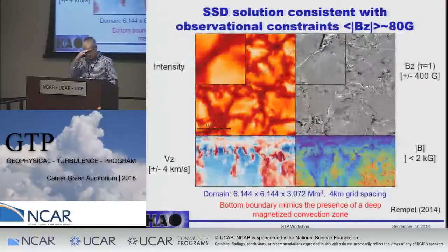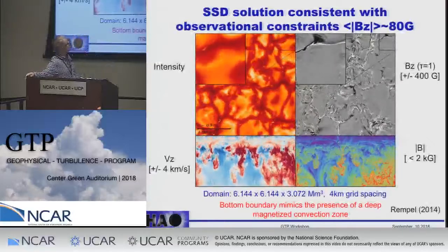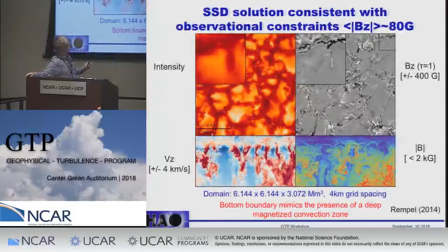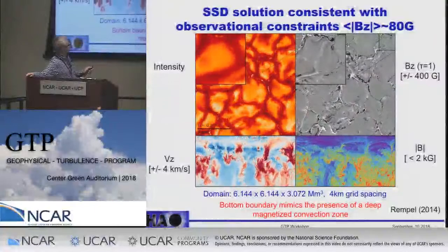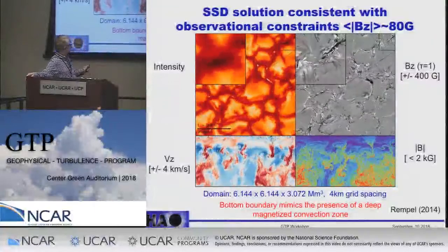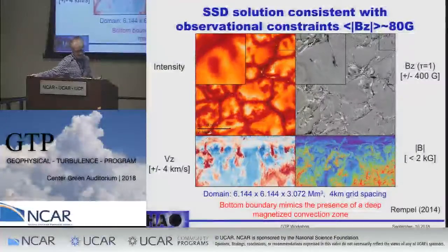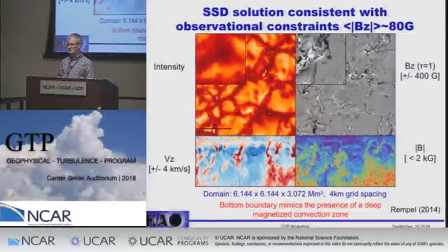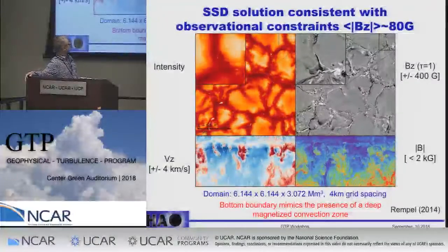So what do these small-scale dynamo simulations look like? This is an example of a high-resolution run. This has 4 kilometers grid spacing. I show here the vertical bolometric intensity. This is a magnetogram at tau equal 1. On the vertical slice I show the vertical velocity and the magnetic field strength. And this is a simulation which agrees with what we know from Zeeman, polarization, and Hanle effect about the strength of the quiet Sun field.